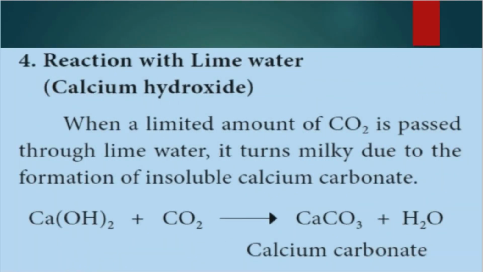Reaction with lime water. When a limited amount of carbon dioxide is passed through lime water, it turns milky due to the formation of insoluble calcium carbonate. When an excess amount of carbon dioxide is passed through lime water, it first turns milky and the milkiness disappears due to the formation of soluble calcium hydrogen carbonate.